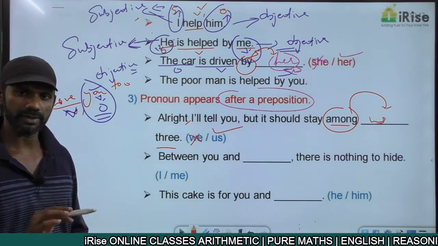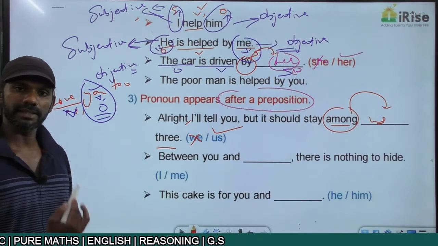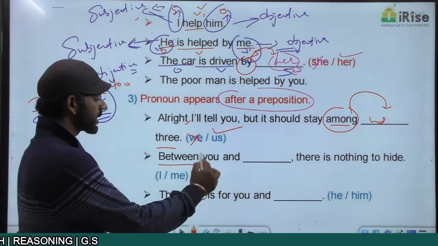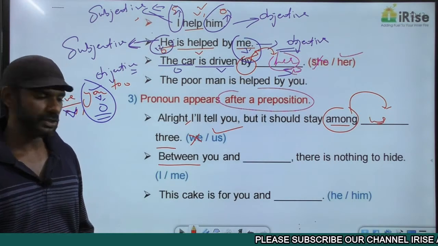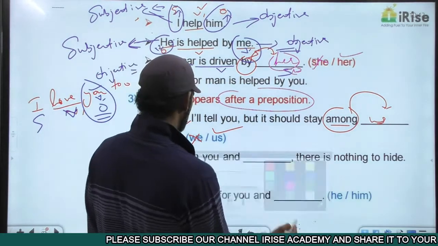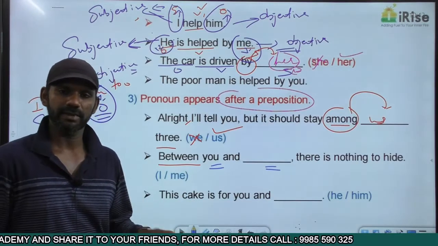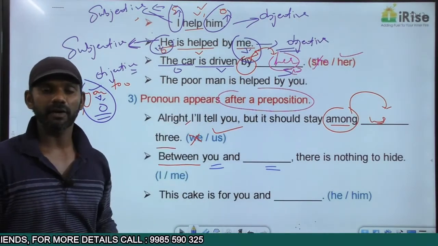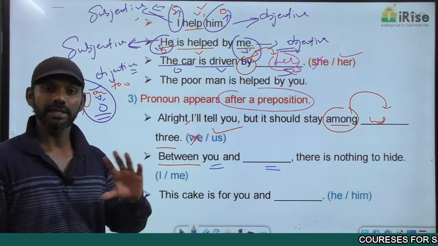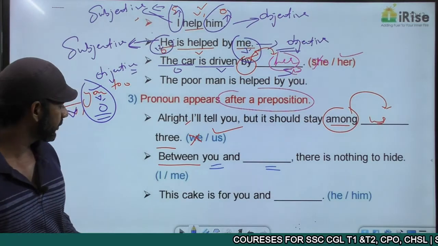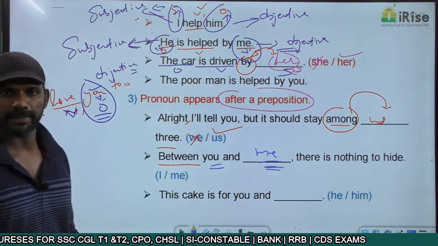Getting it? Yeah, different rules. Come to the next one. Between you and dash, comma, there is nothing to hide. Between is a preposition. And in this sentence, we have two pronouns coming after the preposition. One is you and the other one is this blank. Now I said any pronoun that comes after a preposition must be in the objective form. So both the pronouns must be in the objective form. Me is objective. So between you and me, there is nothing to hide.